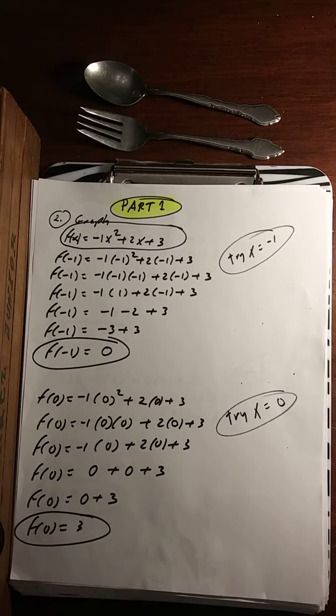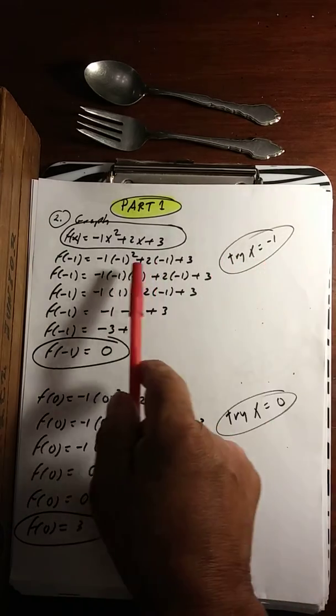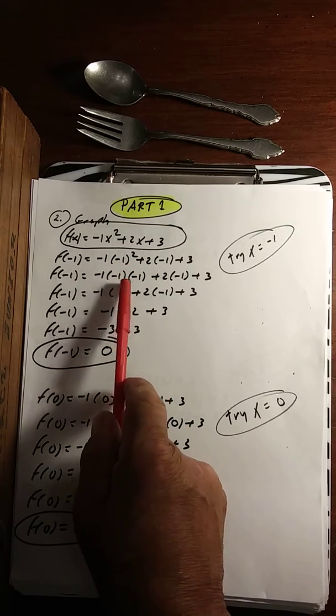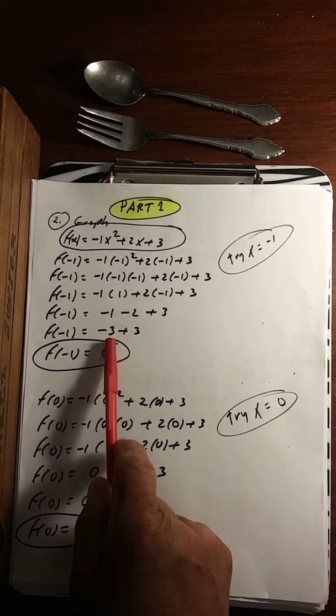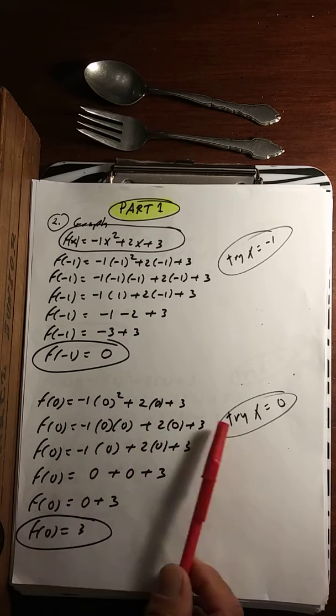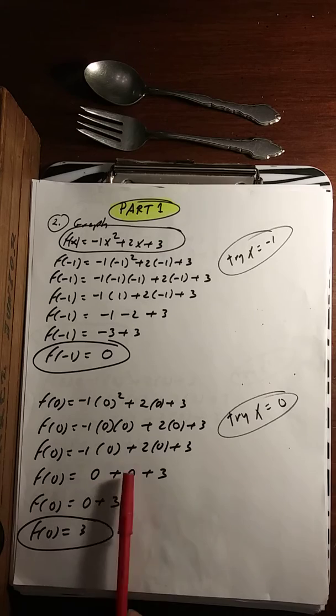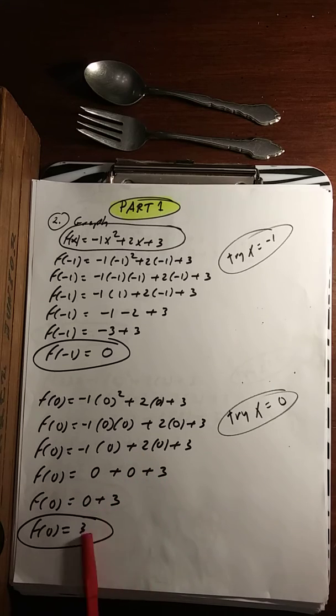So now, next one. Put the number -1 in there. -1 times -1 is 1. 1 times that, -1 plus -2, and that's going to be -3 plus 3 is 0. Put a 0 in there. 0 times 0 is 0. 0 times that is 0. 0 plus 0, and add 3.